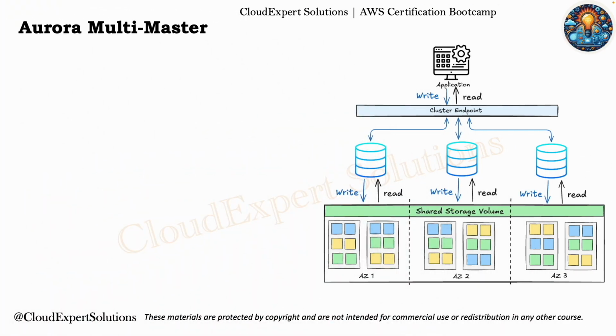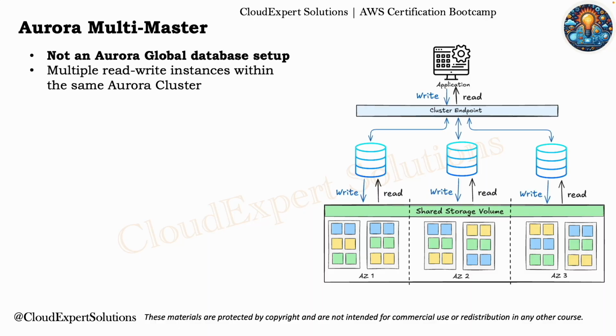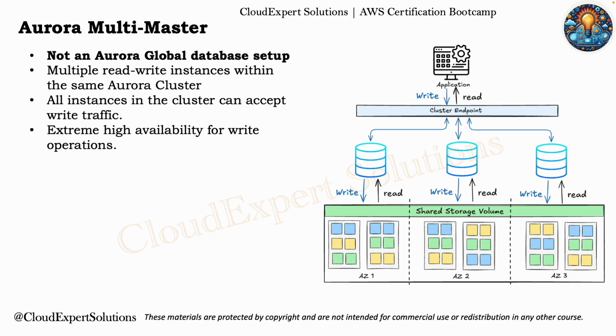The next concept is Aurora Multi-Master. Aurora Multi-Master is a single region solution that provides multiple read-write instances within the same Aurora cluster located across different availability zones. All instances in this cluster can accept write, unlike the previous Aurora cluster where we saw only the primary can accept write and all others are read replicas. If one of the instances fails, then others continue to serve write requests without any failover or delay.